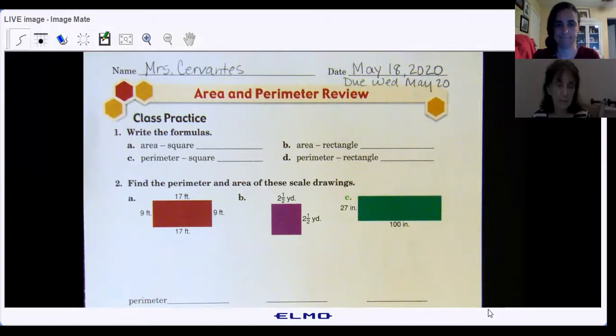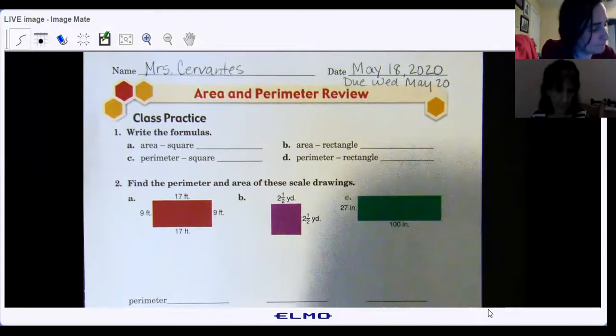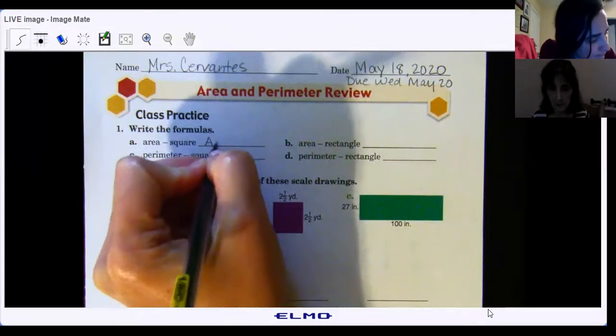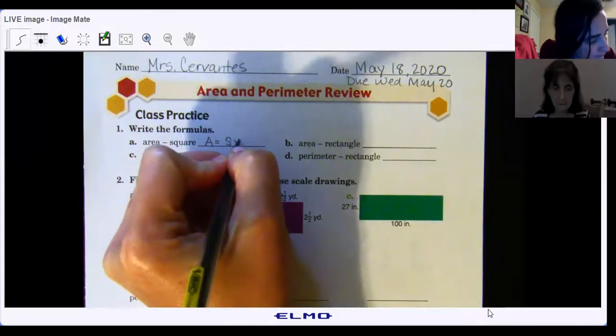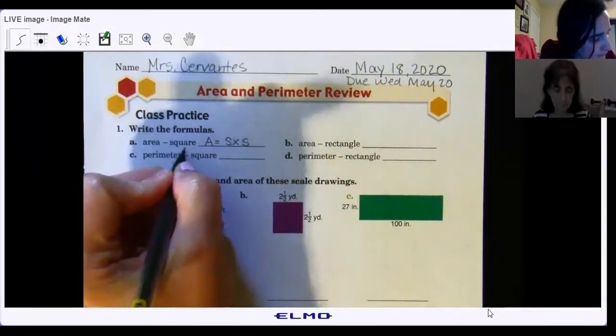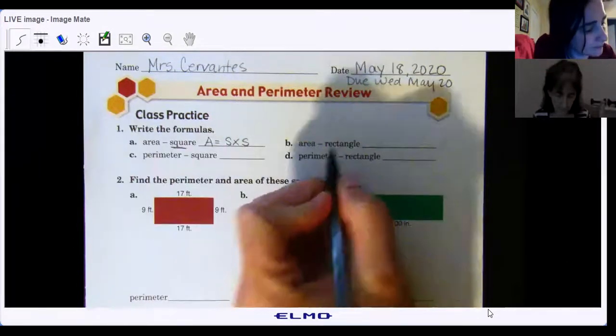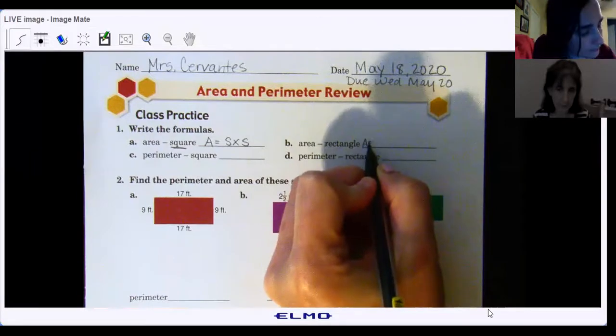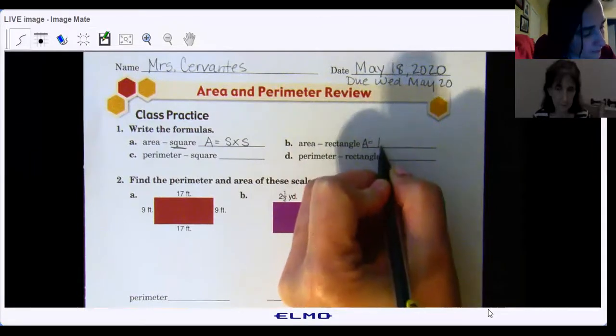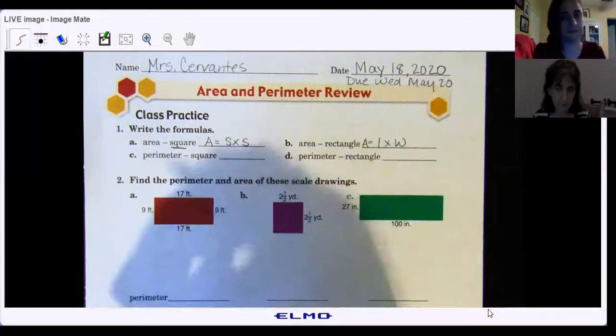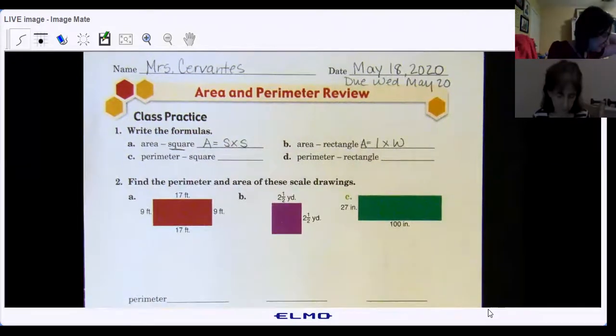All right, write the formulas. Area for a square is area equals side times side. Area for the rectangle is area equals length times the width. And remember, it's squared when you do that. When you do an area, it's always squared.